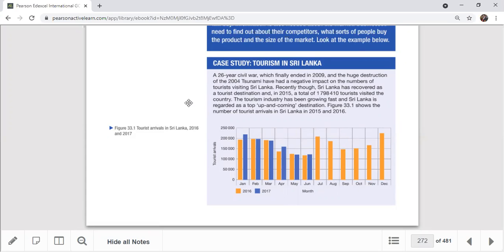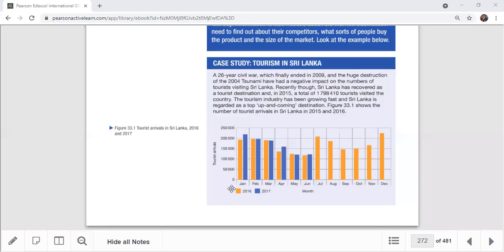Recently though, Sri Lanka has recovered as a tourist destination, and in 2015 a total of 1,798,410, for the record, tourists visited the country, and the tourism industry has been moving fast. Sri Lanka is regarded as the top up-and-coming destination for tourism. This figure shows the number of tourist arrivals in Sri Lanka from 2015 to 2016.